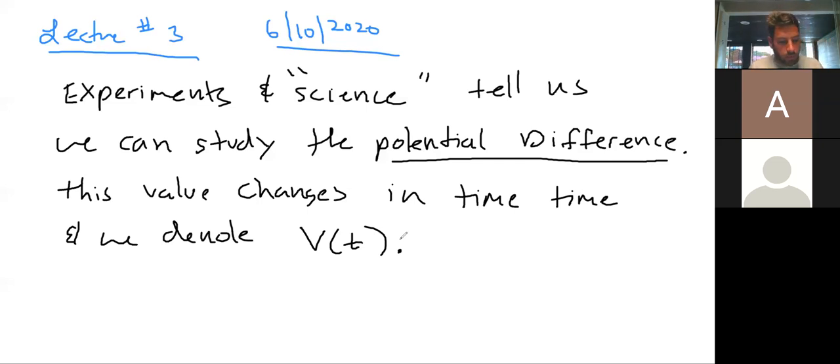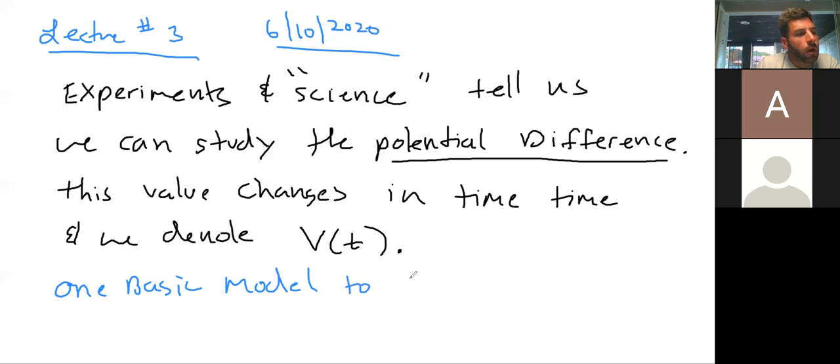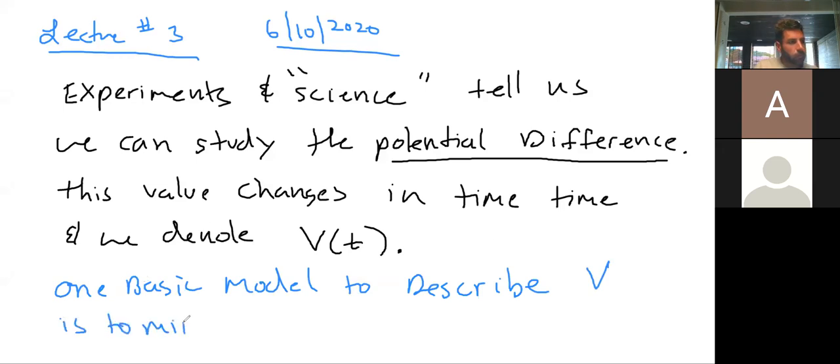And since we have a fair understanding of electric circuits, a basic neuron model is to use that. So what we want to do is describe V sub t, or V of t. We want to be able to describe the voltage at any given time. Is to mimic an electric circuit.